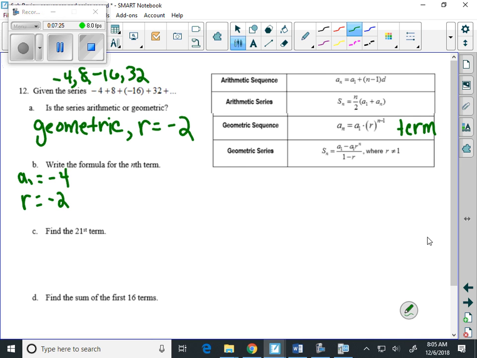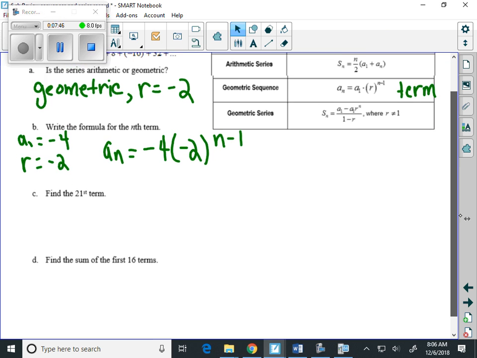We're going to fill those values in. We don't know what n is. It says find the formula for the nth term. A sub n equals the first term times the common ratio to n minus 1. That is all we can do. We cannot multiply -4 and -2 together. -2 has an exponent on it. We just don't know what it is.